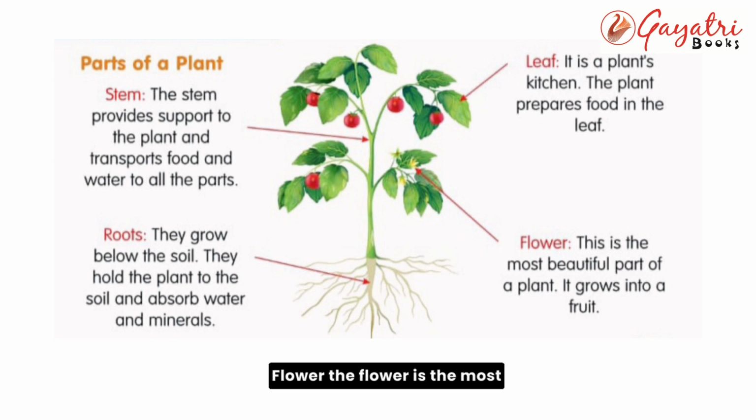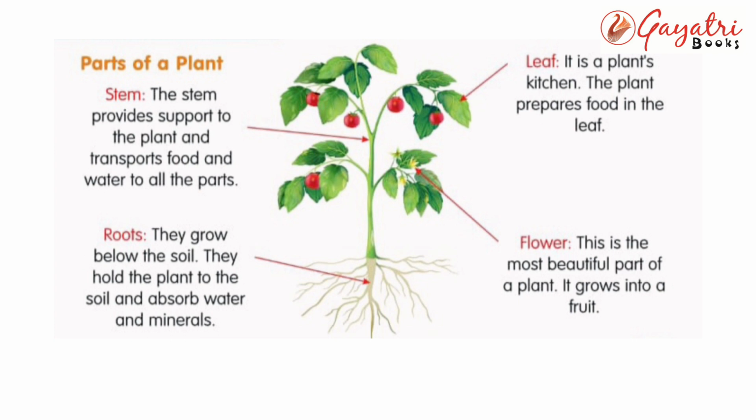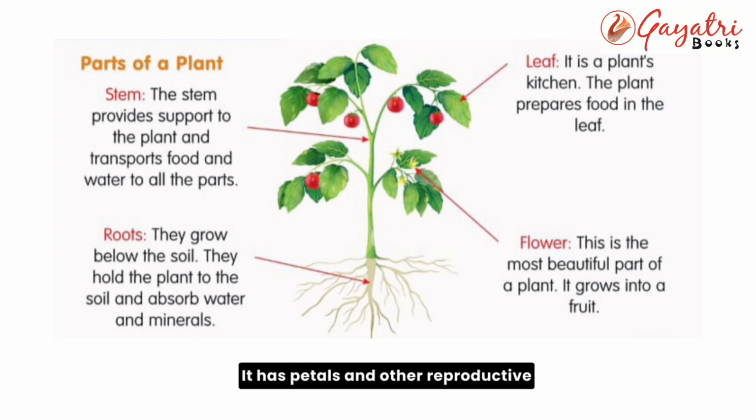Flower. The flower is the most beautiful part of a plant. A flower grows into a fruit. It has petals and other reproductive parts, and it usually has fragrance.